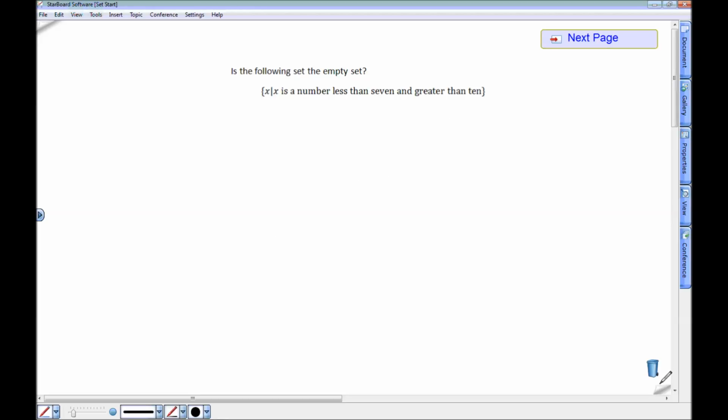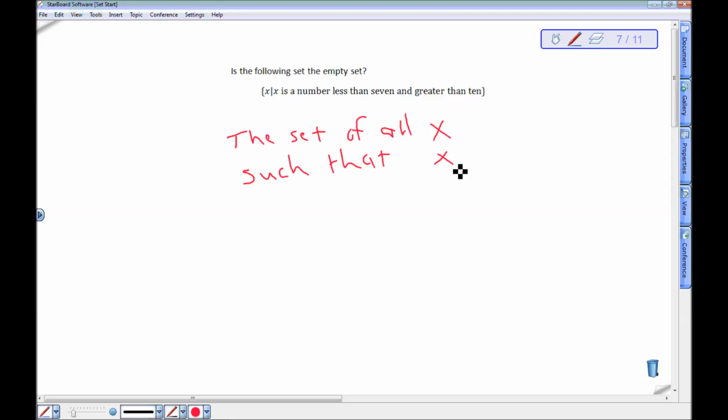Let's look at a couple examples. I want to know, is the following set the empty set? So I've got the set of all x such that x is a number less than 7 and greater than 10. Can I think of any numbers that are less than 7 and greater than 10? No, I can't. So when I'm thinking about what's in this set, there isn't anything in this set, and this set is the empty set.